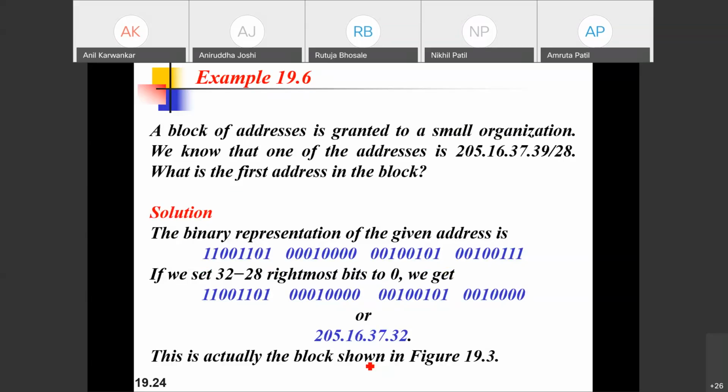If we set the rightmost 32 minus 28 bits to 0, that is, the last 4 bits to 0, then it's 205.16.37.32. So 32 will be the starting block, the first address of the IP address scheme, out of 16 addresses.